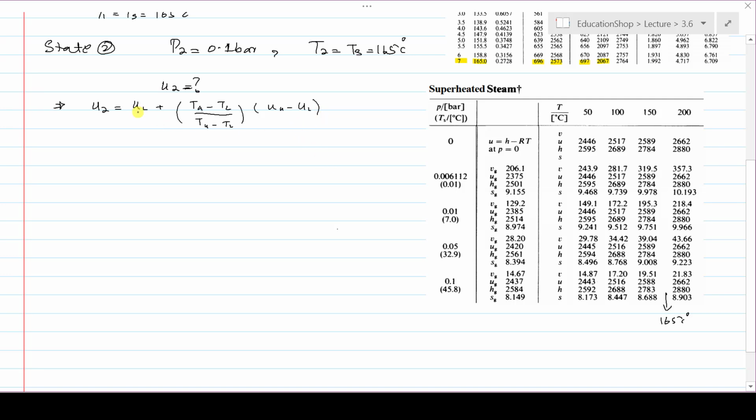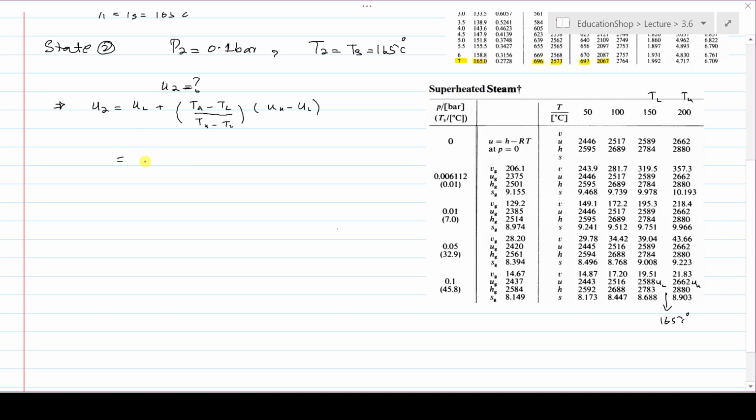Here U means internal energy, L means lower, the lower internal energy. T is the temperature at which we are finding the final state internal energy, 165 centigrade. TL is the lower temperature, this is T upper, and similarly this is U lower, this is U upper. Now just simply put these values in this interpolation formula and you will get the final value of U2.